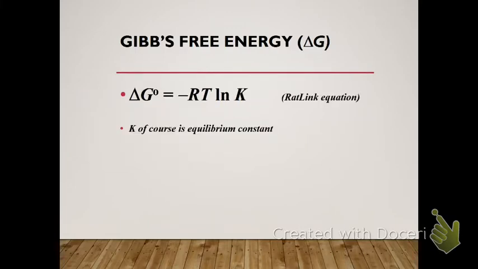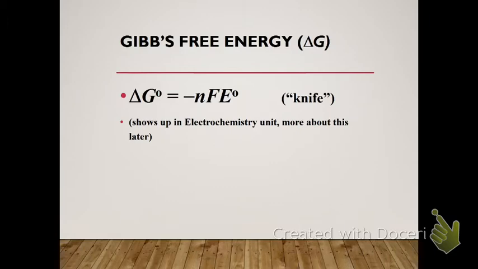Also, calculating delta G if I am at equilibrium is the negative RT natural log of K, lovingly called the Ratlink equation, and K, of course, is your equilibrium constant. And then this one will show up in electrochem. It's got some new constants in there, Faraday constant and E cell for an electrochemical cell. We're not going to even really talk about it right now.